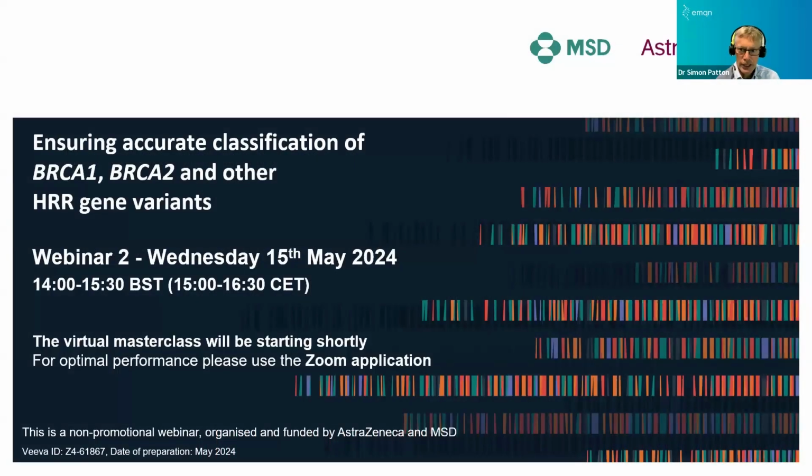Good afternoon, everybody, and welcome to our second webinar this year in our series of webinars on ensuring accurate classification of BRCA1, BRCA2 and other HRR gene variants. If you didn't get a chance to listen to our first webinar, I highly recommend that you do. We've shared it through the GenQA and EMQN websites and social media channels. A fantastic introduction to the work we're doing. But today we're going to concentrate on what we've been doing for the first run.